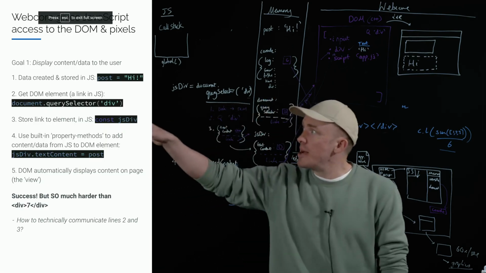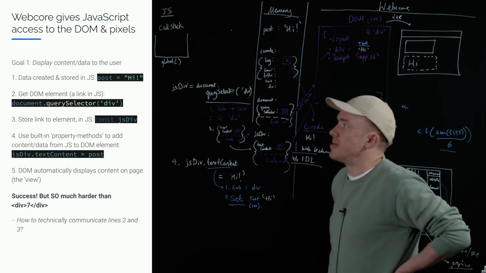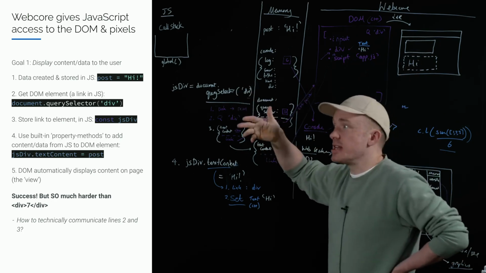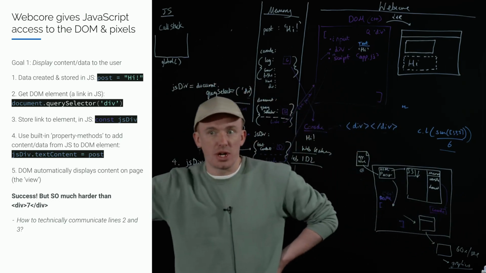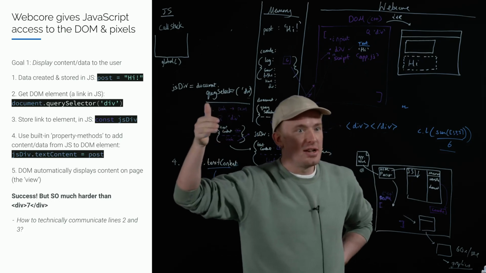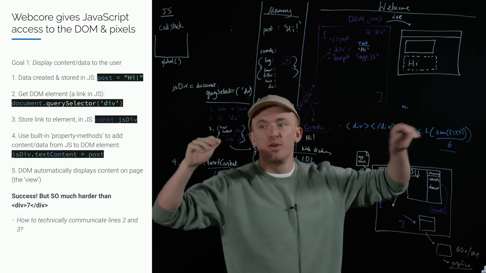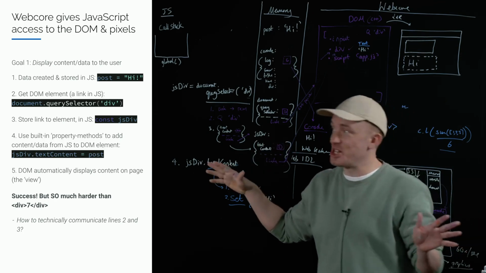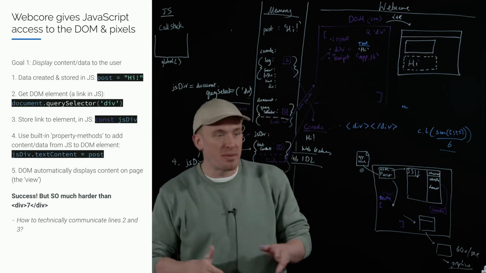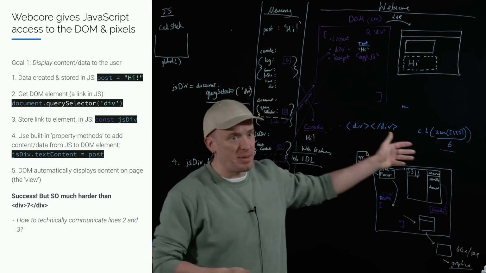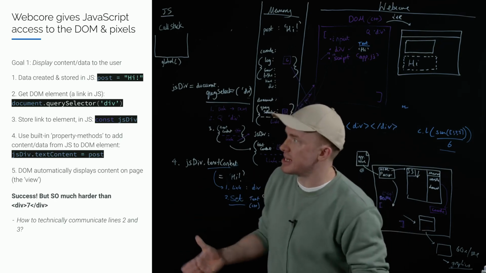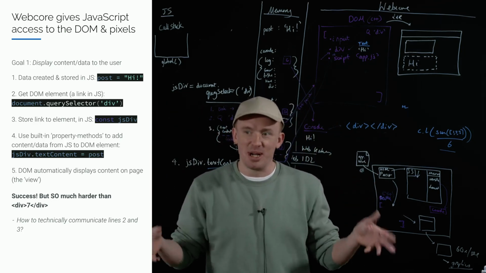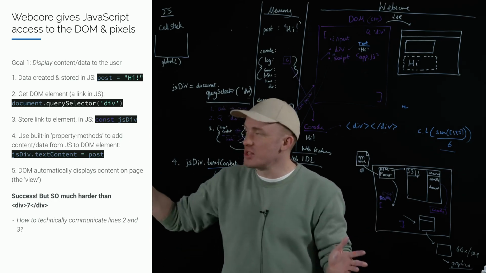In a moment, let's just summarize. WebCore gives JavaScript access to the DOM and therefore pixels. That's not nothing. Have you ever seen in any of the Hard Parts workshops us adding anything to the actual page ever? Never have we done it, because you just saw, it ain't easy to add a single piece of text. However, fortunately, WebCore, with the help of WebIDL allowing the DOM API to be described, we do get access. Goal 1 was to display content data to the user. With HTML, we did it quickly. With JavaScript, it ain't so easy.